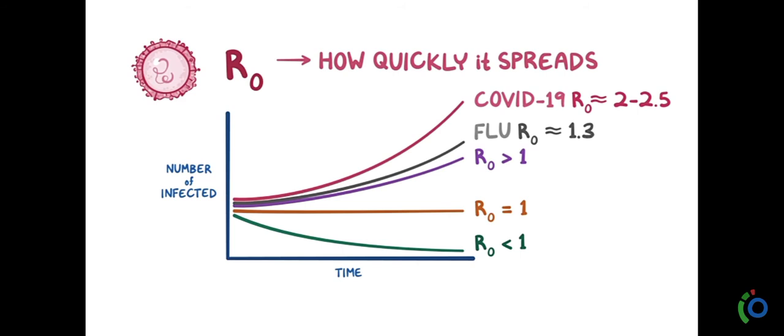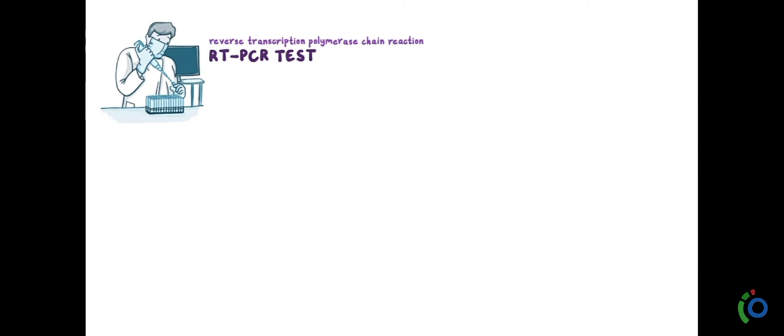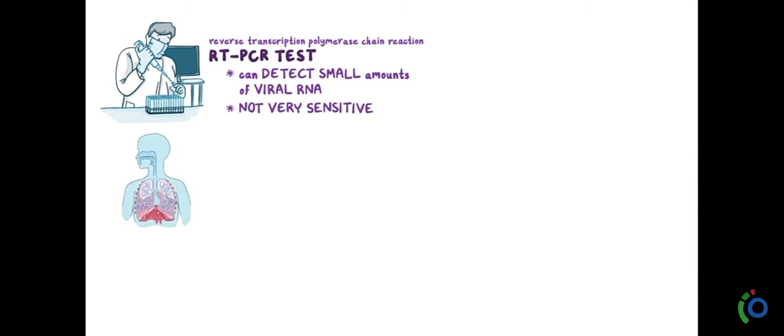To confirm the diagnosis, a reverse transcription polymerase chain reaction, or RT-PCR test, can be done, which can detect very small amounts of viral RNA. It's worth mentioning, however, that early in the disease, the RT-PCR can often miss the infection altogether, meaning that it's not very sensitive. So, if severe pulmonary disease is suspected, a chest CT can be done to help detect the presence of a viral pneumonia.